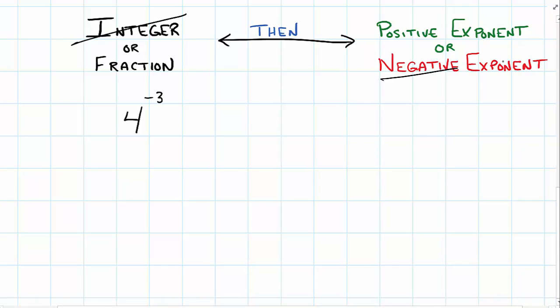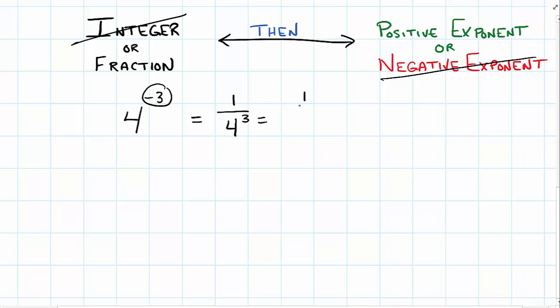They gave us an integer and a negative exponent, so that means we're going to give them back a fraction with a positive exponent. And we're going to turn this into a fraction by putting 1 over 4 and putting 4 in the denominator. I'm then going to take my exponent that I have of negative 3 and make it positive 3.